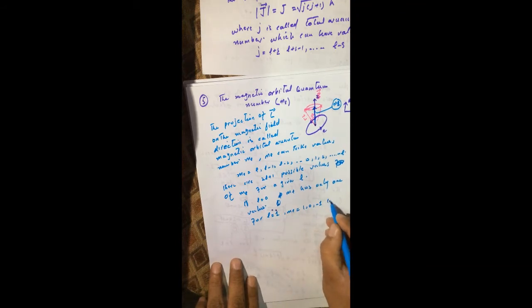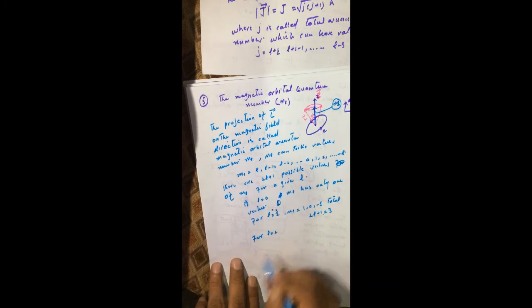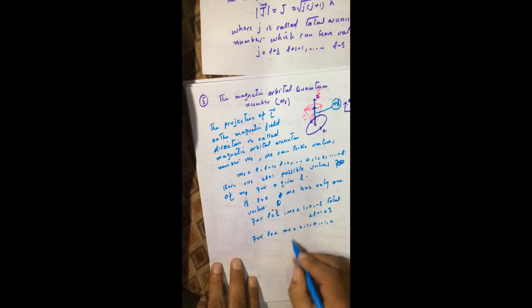So in total we have 2L plus 1 values, which are 3, because L is equal to 1, so 2 times 1 plus 1 is equal to 3. For L is equal to 2, ML has 5 values, which are 2, 1, 0, minus 1, minus 2. Because we can calculate the number of values of ML by using this formula 2L plus 1, which is 2 times 2 plus 1, equal to 5 values, and so on.